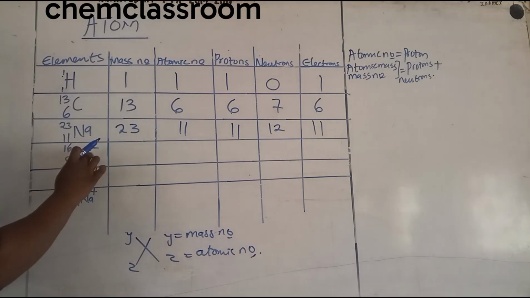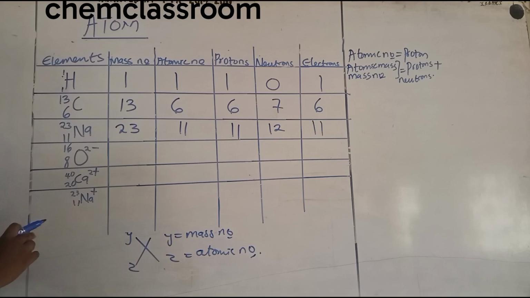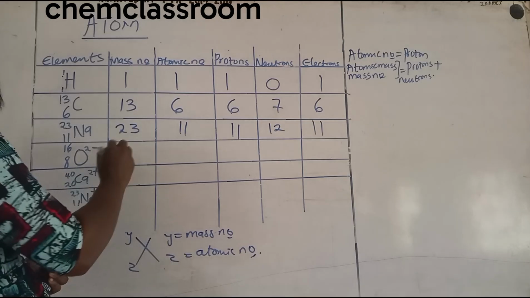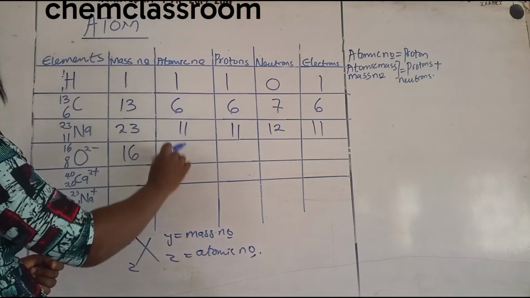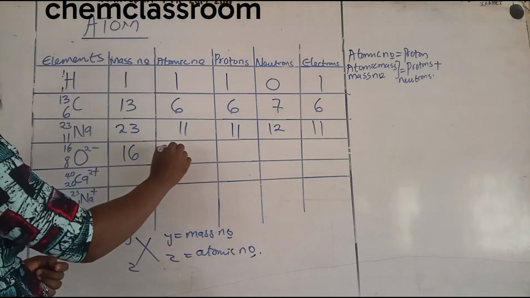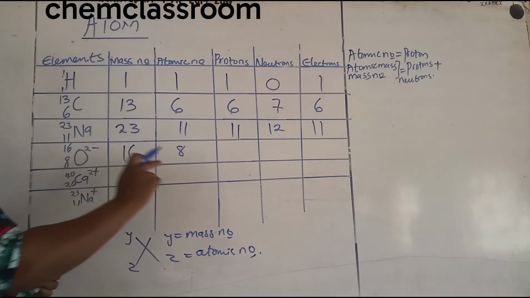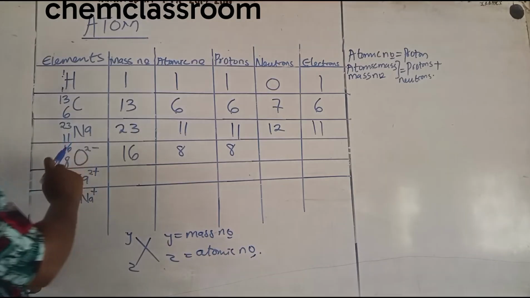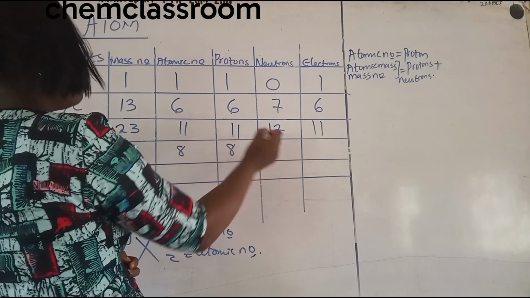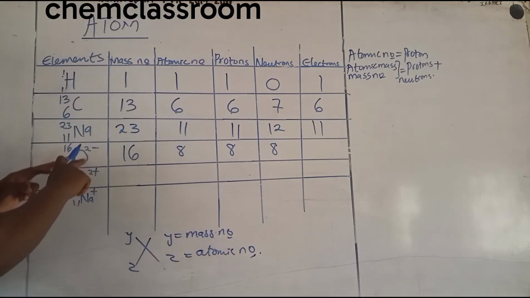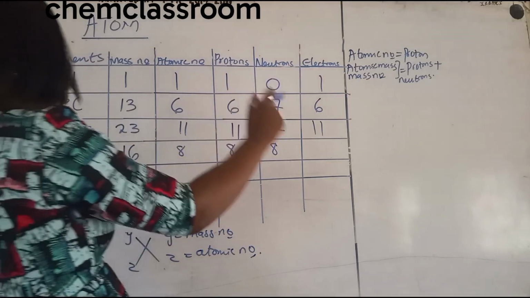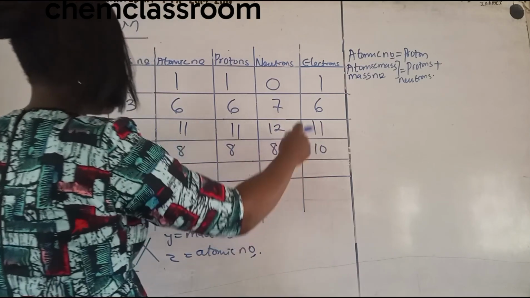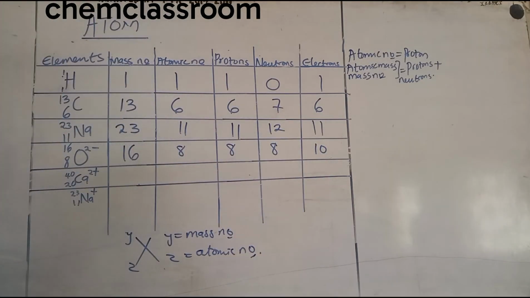Now here I have a charge. This 2 minus shows that oxygen is collecting what? 2 electrons. Now my mass number here is 16. My atomic number here is 8. My protons here is also 8. My neutrons will be 16 minus 8, which is 8. But because oxygen is collecting 2 electrons, my electrons there will be 8 plus 2 to give me 10.